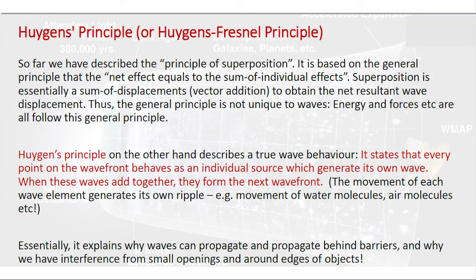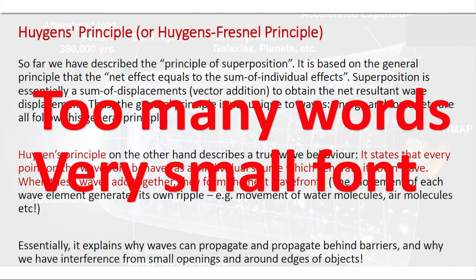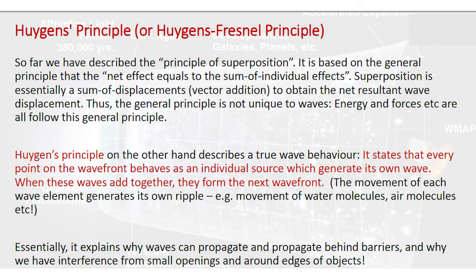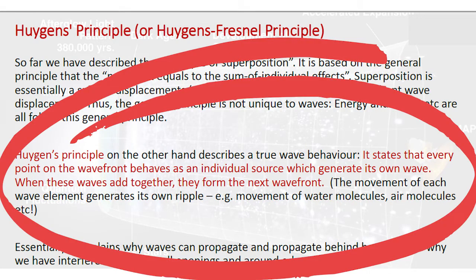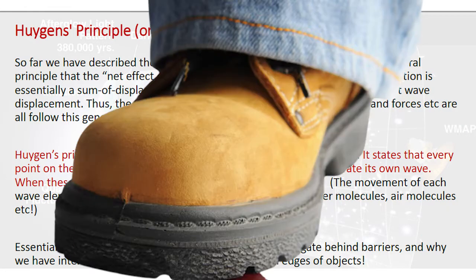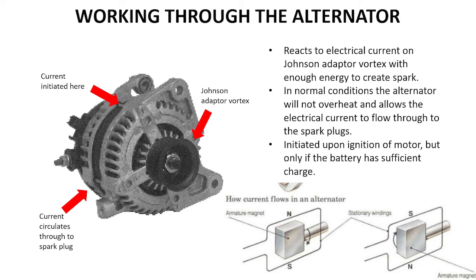This one's pretty obvious. It's got too many words in a very small font. Humans can read faster than you can talk. So if you have wordy slides, your students are just going to read it. And if the key point of this slide is the definition there in red, then the rest of the words are just clutter.